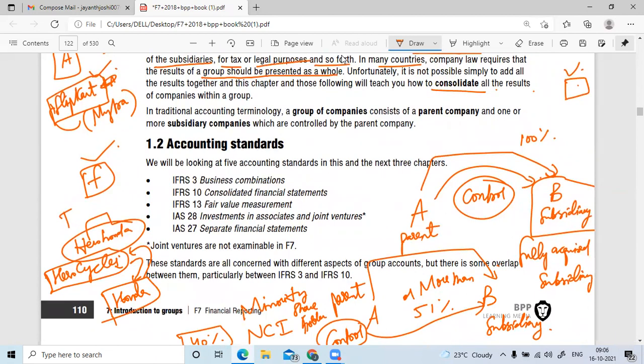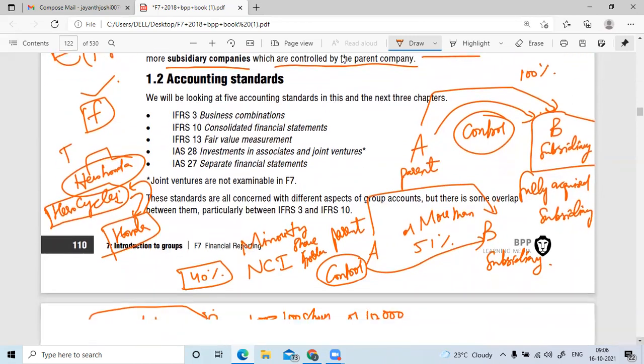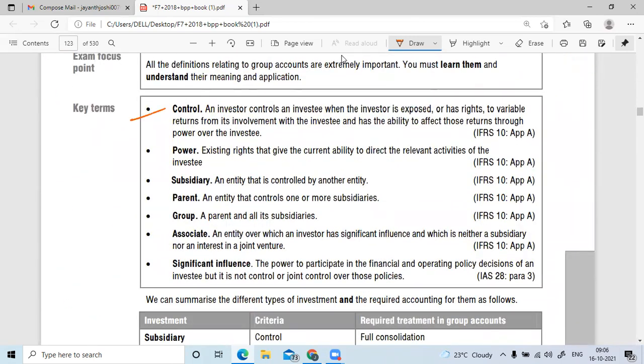In traditional accounting terminology, a group of companies consists of a parent and one or more subsidiary companies which are controlled by the parent. Now, what do you mean by control? Let's see here. Control: an investor controls an investee. Investor is parent, investee is subsidiary.